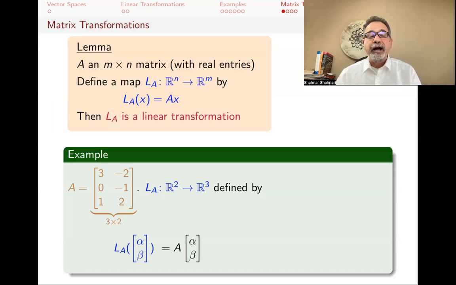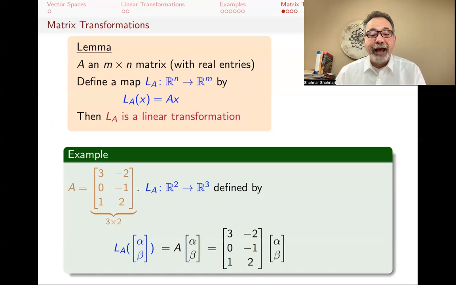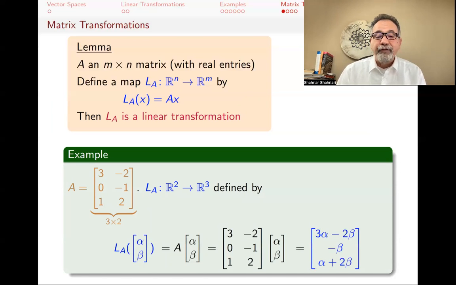And it's defined by where a typical element of R2, (alpha, beta), goes. Well, it goes to A times (alpha, beta). In this case, you could actually multiply the matrix by (alpha, beta) and see what you get. So L_A of (alpha, beta) is (3 alpha minus 2 beta, minus beta, alpha plus 2 beta). So this is a function. You could now erase the matrix and just pay attention to this definition of the function.